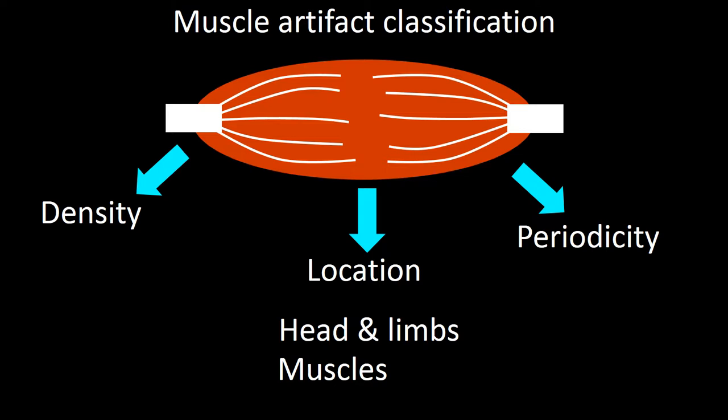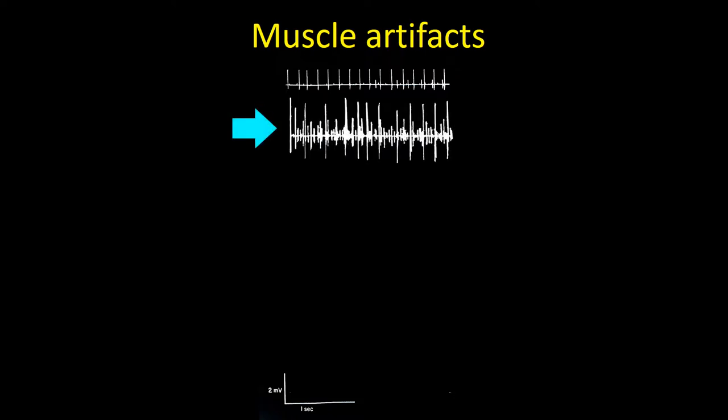In addition to density and location, periodicity is another parameter used to classify muscle artifacts. I will start talking about density as a parameter to classify muscle artifacts. Muscle artifacts may appear as a single discharge, each arising independently from the baseline, as you can see in this frame. They may also arise as picket fence artifacts when the baseline can be recognized by multiple motor units bunched together.